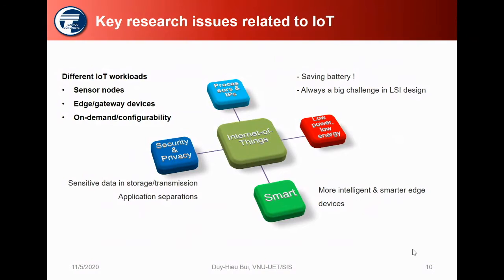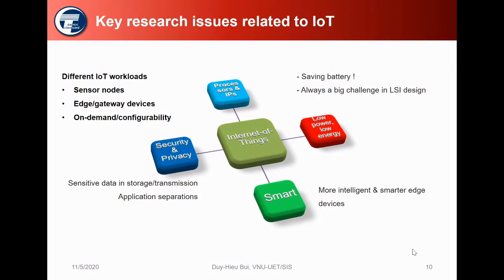And these are some of the key issues related to the IoT ecosystem. So the first issue is about the different IoT workloads. For example, the sensor node and the app or gateway device need different computation workload. Even for the cloud computing, they also need different workload. And sometimes we need on-demand and configurability capability for the processing.